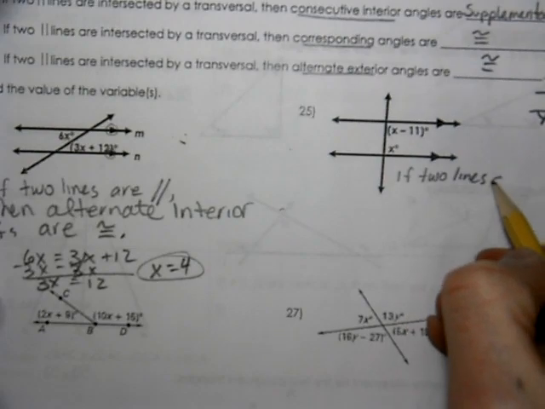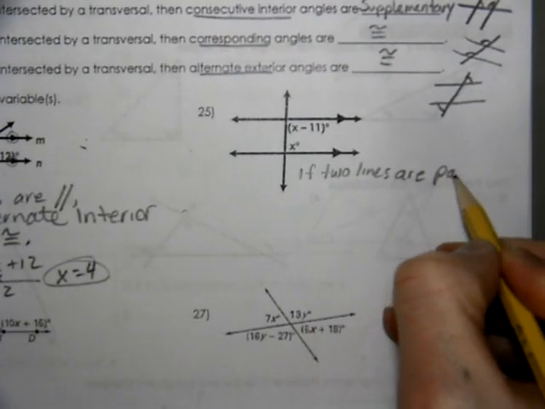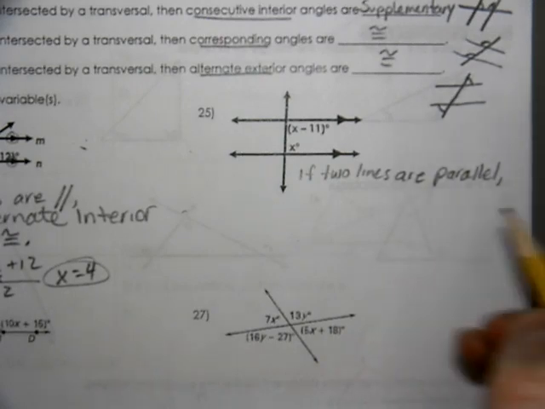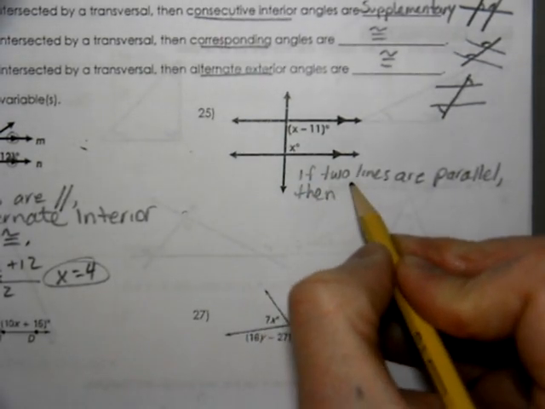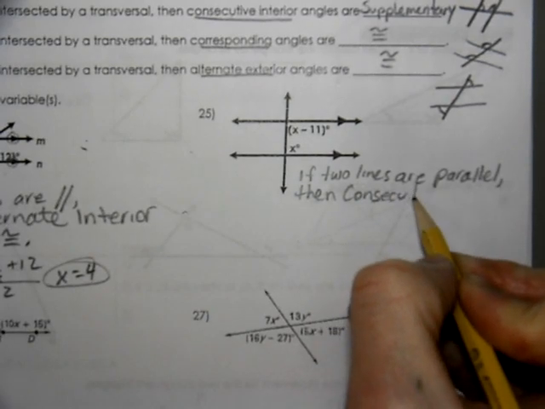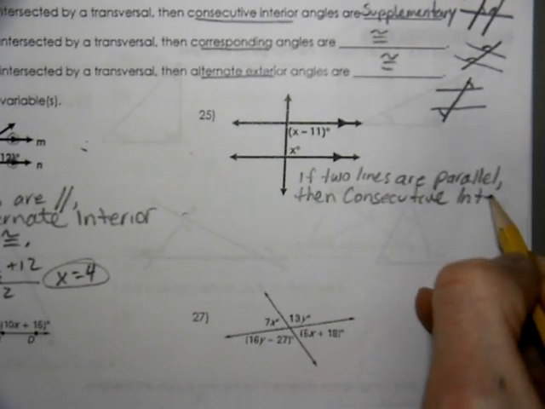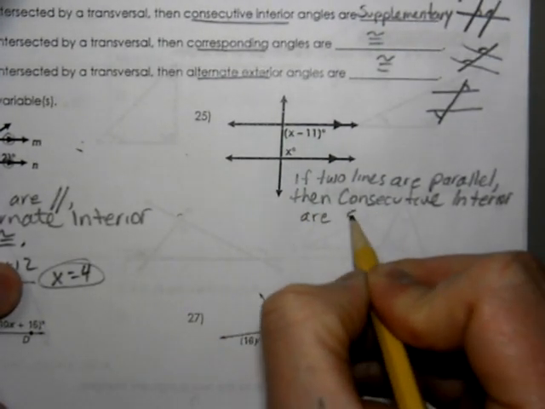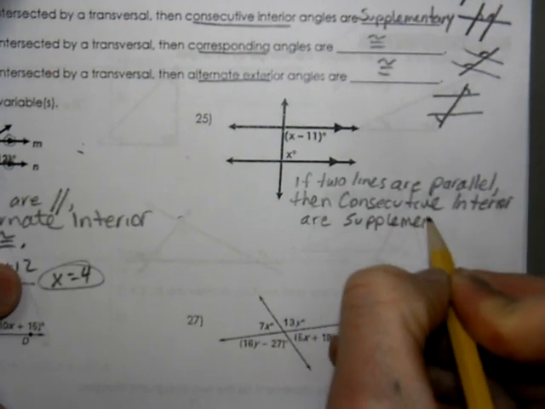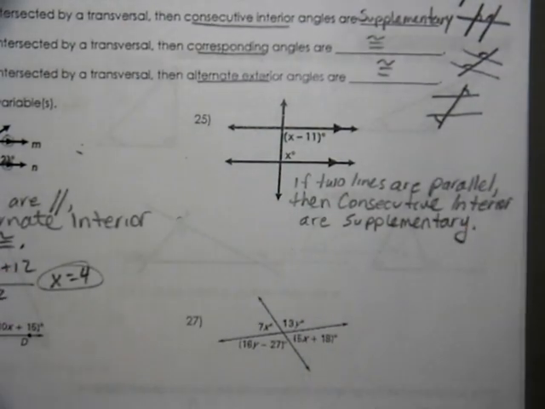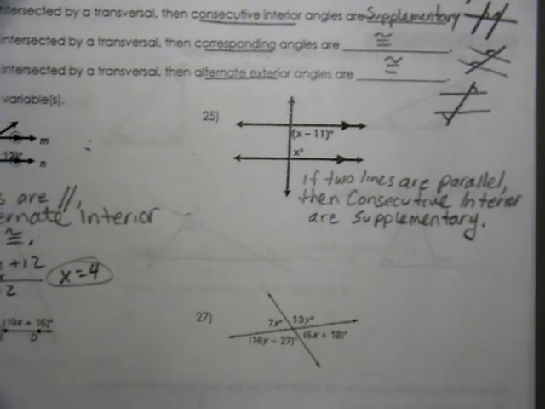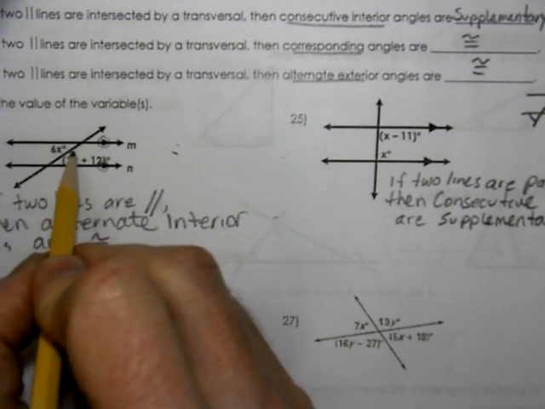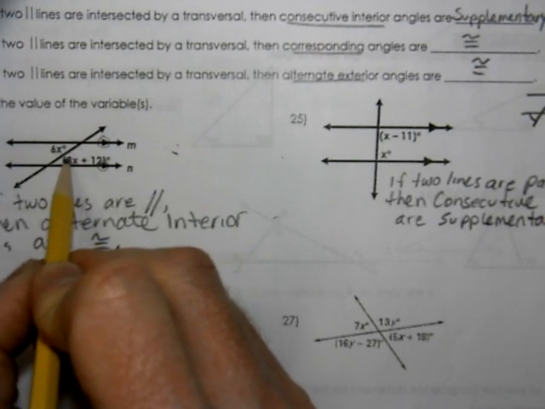If two lines are parallel, then consecutive interior angles are supplementary. This is the tricky one. This is the only one that's not congruent: the consecutive interior angles. They are supplementary. They don't add up to the same measurement. You could tell back here that consecutive interior angles wouldn't be the same measurement.